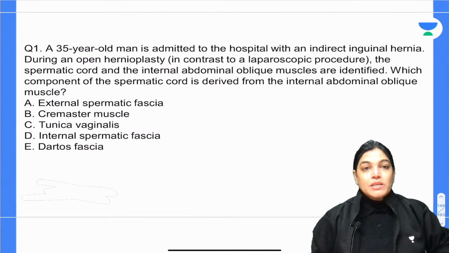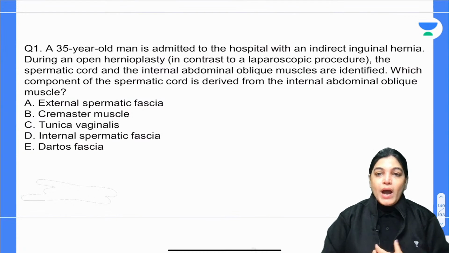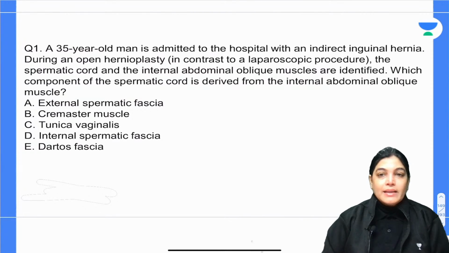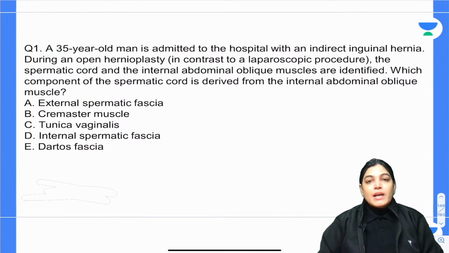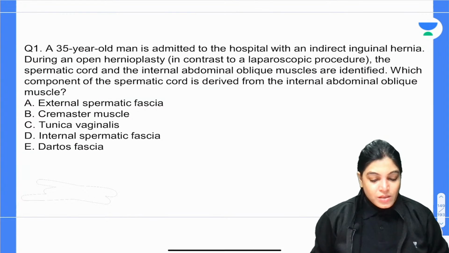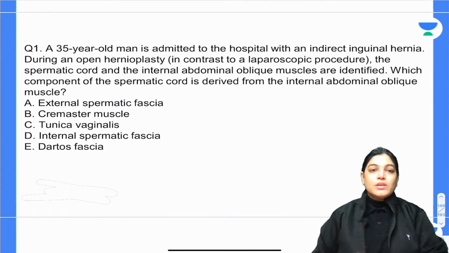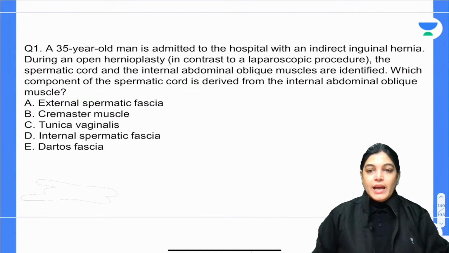So let's move on with the first MCQ. A 35-year-old man is admitted to the hospital with indirect inguinal hernia. During an open hernioplasty, in contrast to a laparoscopic procedure, the spermatic cord and the internal abdominal muscle are identified. Which component of the spermatic cord is derived from the internal abdominal oblique muscle? The options are external spermatic fascia, cremaster muscle, tunica vaginalis, internal spermatic fascia, and dartos muscle.